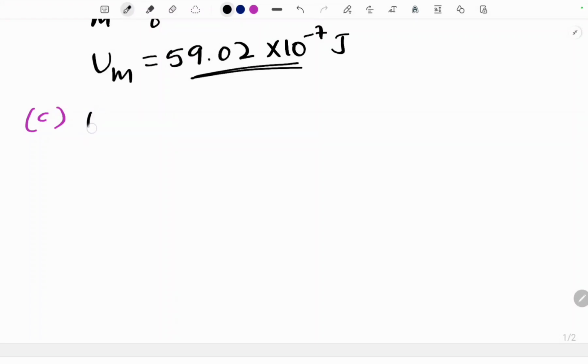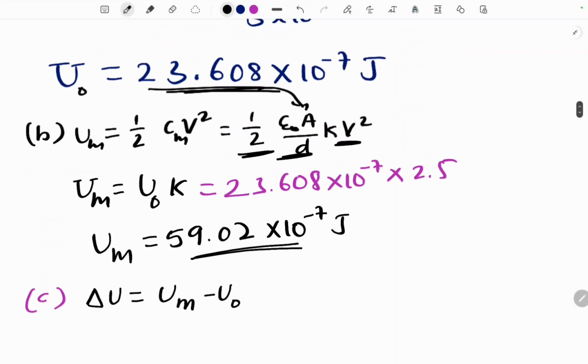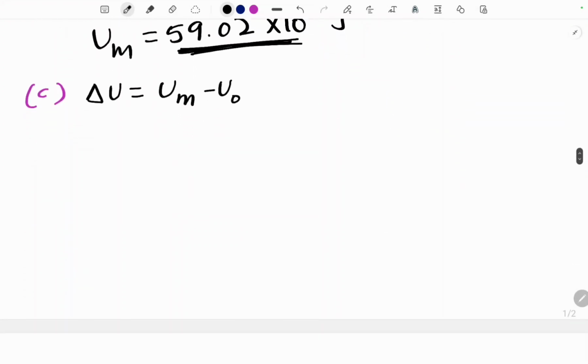Now the change in U is equal to Um minus U naught. You can check here, dear students. When there is a dielectric medium, the energy stored in the capacitor is more. When there is no dielectric medium, the energy stored in the capacitor is less. You might have already studied about capacitors in detail in the theory concepts, so that you are going to apply here. You can analyze that particular thing here.